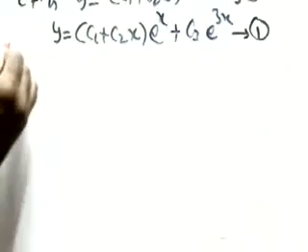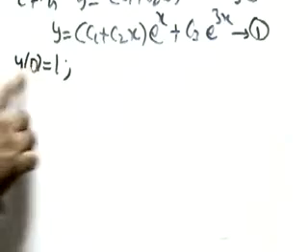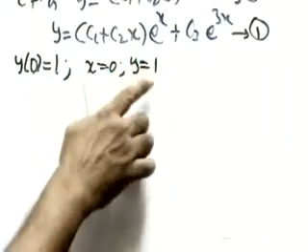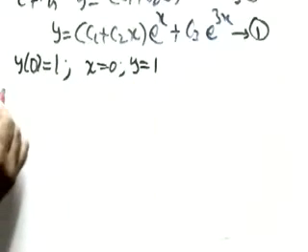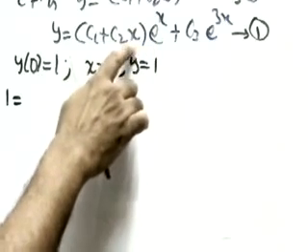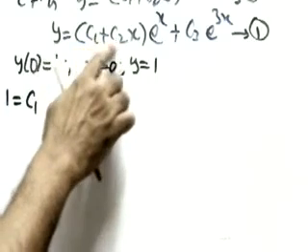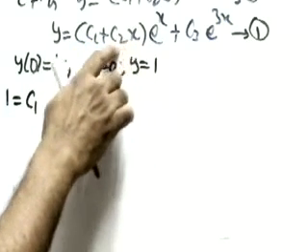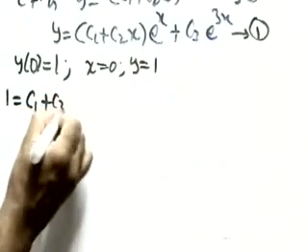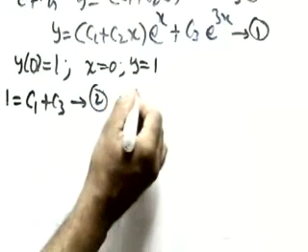First we use y of 0 equals 1. That means x equals 0, y equals 1. Now let's substitute: 1 equals c1, since e power 0 is 1 and 0 into c2 is 0. Then e power 0 is 1, so 1 into c3 gives plus c3. I am noting this as equation 2.